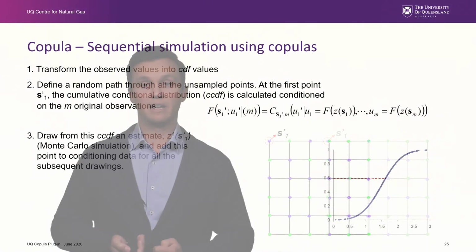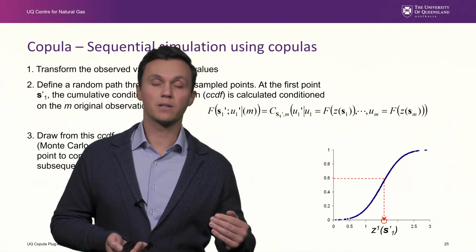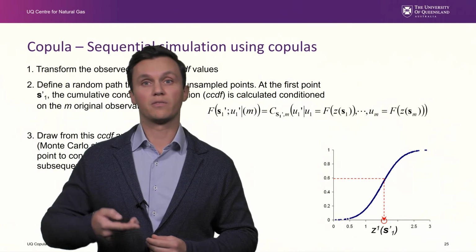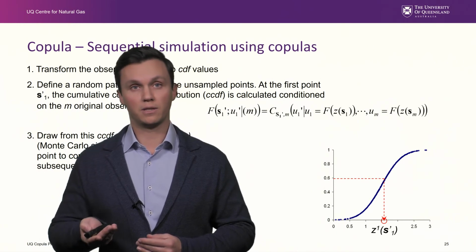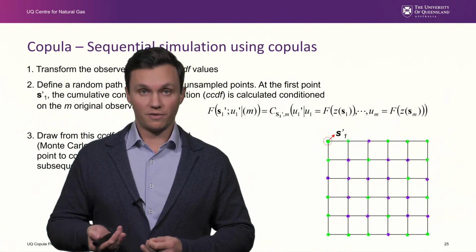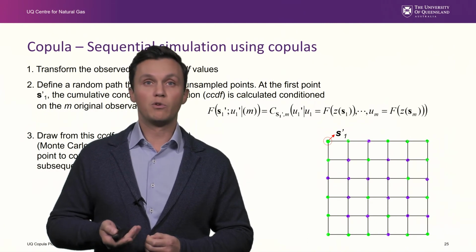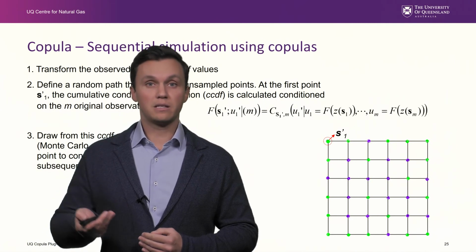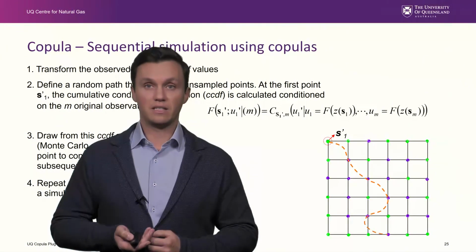So here we have our conditional distribution function. We draw a random number between 0 and 1. With that number we go into the distribution function and we draw the value Z1, which we then assign to the location S1. Once we did that, we add this simulated value to our conditioning data, and we move on to the next location in the random path, and we repeat this procedure until all of the unsampled locations have a simulated value.